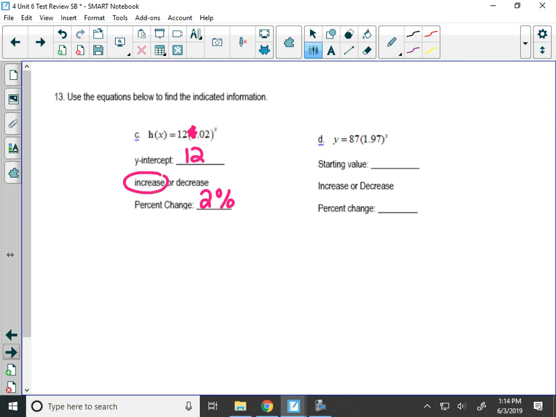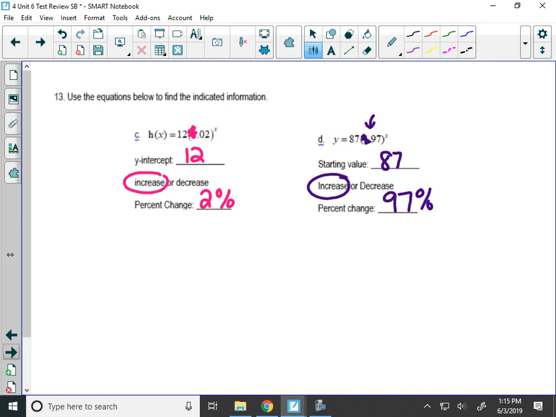All right, and then D, I think, is on the next page. Yep, sorry, mine was out of order. Letter D, our starting amount is 87, that's the first number. The 1.97 is greater than 1. So we cover up the 1, have 0.97, we're increasing, and that's going to be increasing by 97%.